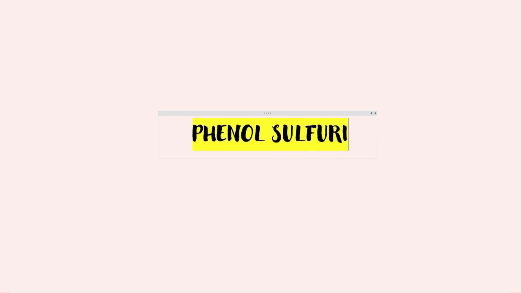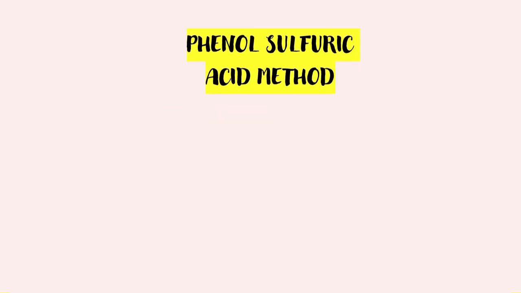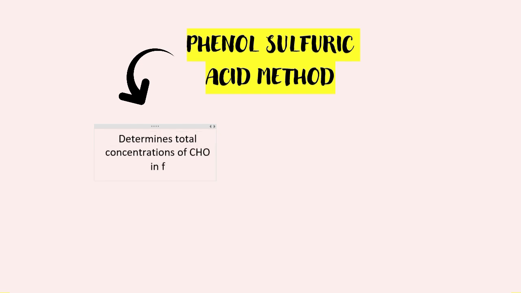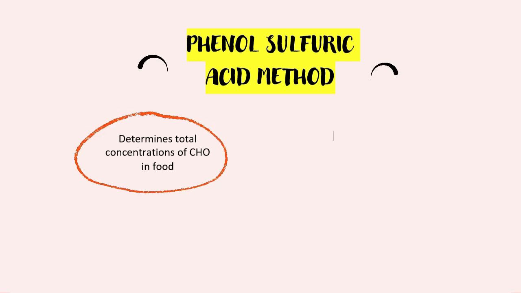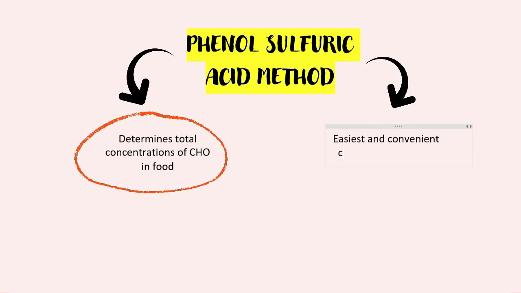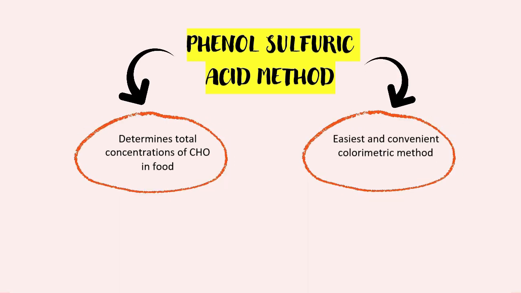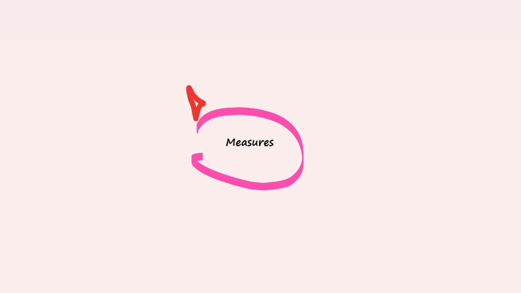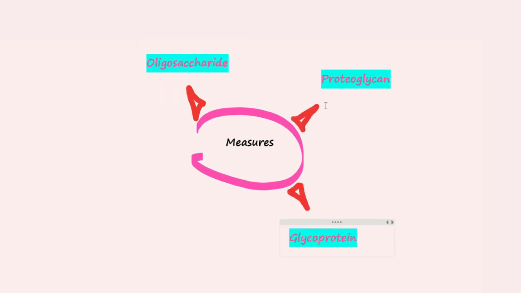Moving on, let's take a look at our next method, the Phenol-Sulphuric method. Phenol-Sulphuric method is an example of a colorimetric method which determines the total concentration of carbohydrate present in food, meaning it can analyze both reducing and non-reducing sugars. In fact, Phenol-Sulphuric is regarded as the easiest and most convenient method amongst all the other methods used for carbohydrate analysis. It is greatly applied to measure contents of neutral sugar in oligosaccharides, proteoglycans, glycoproteins, and glycolipids.